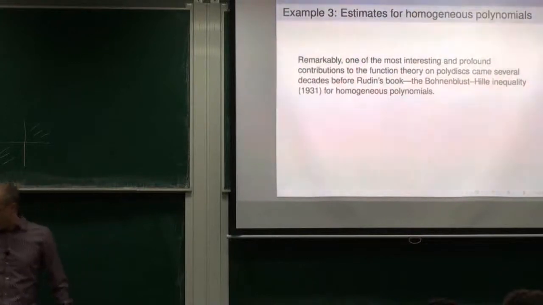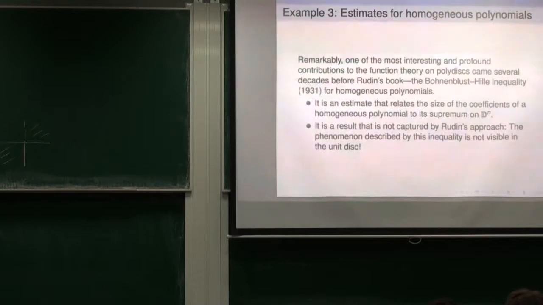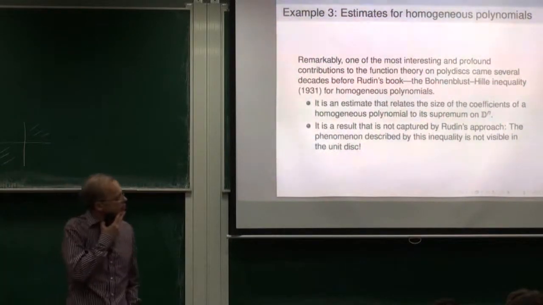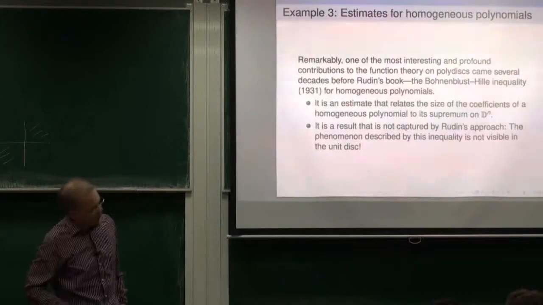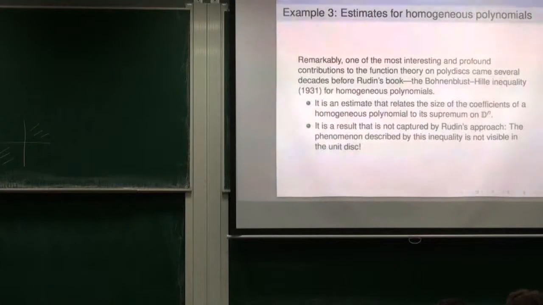So let me tell you what it is. It is an estimate that relates the size of the coefficients of a homogeneous polynomial to its supremum on the polydisk. And as I said, it is a result that cannot be captured by Rudin's approach. I mean, this doesn't make sense in the unit disk. Homogeneous polynomials in the unit disk are trivial.